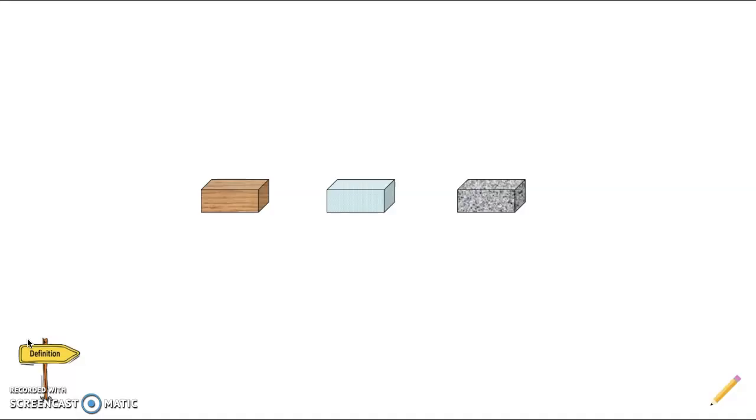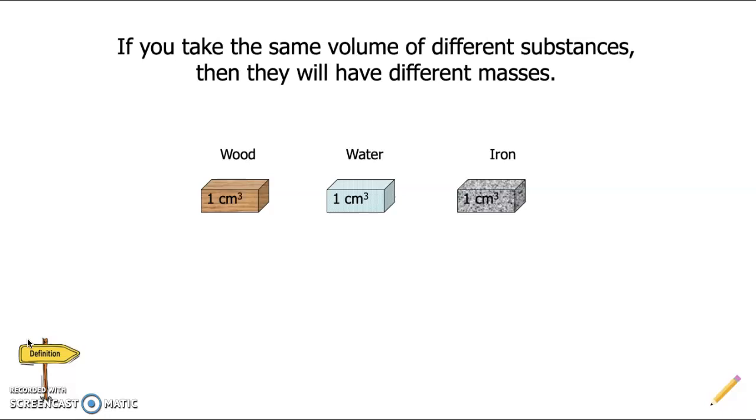So, as with any new topic, we need to have our definition of what density is. Before we get onto our definition, I would like us to take a look at some different substances. All these substances have a volume of 1 centimetre cubed. We have wood, we have water, and we have iron. 1 centimetre cubed of wood weighs 0.5 grams. 1 centimetre cubed of water weighs 1 gram. And 1 centimetre cubed of iron weighs 8 grams. So we now have 3 substances that all have the same volume, but they all have different masses.